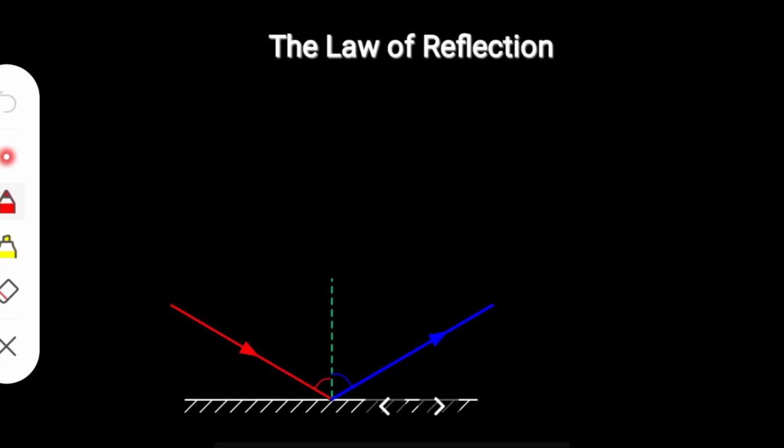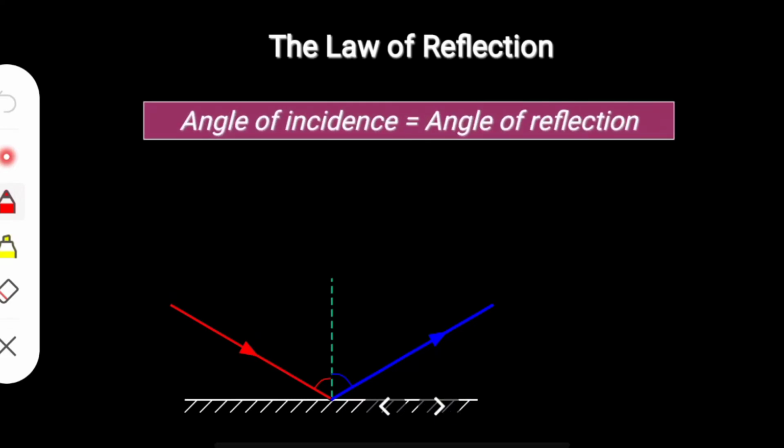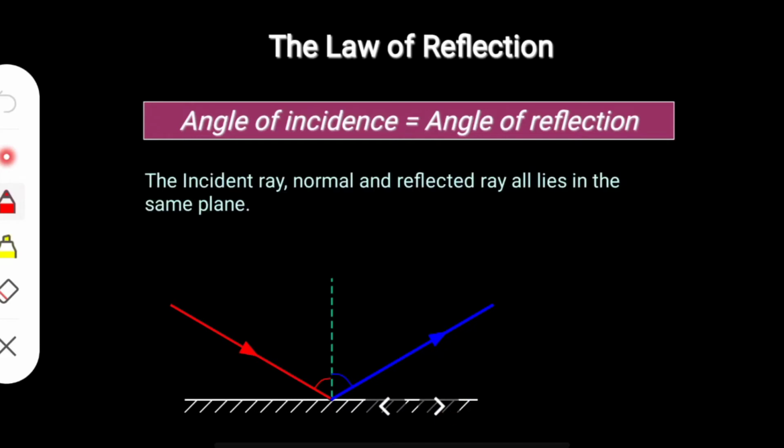Now we have laws. The first law is angle of incidence equals angle of reflection. The second law states that the incident ray, it means this one, the normal, this is, and the reflected ray, all lie on the same plane.